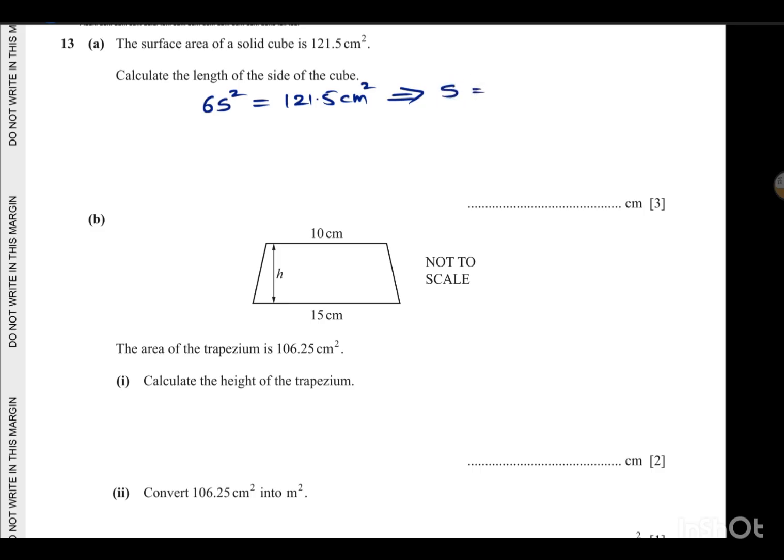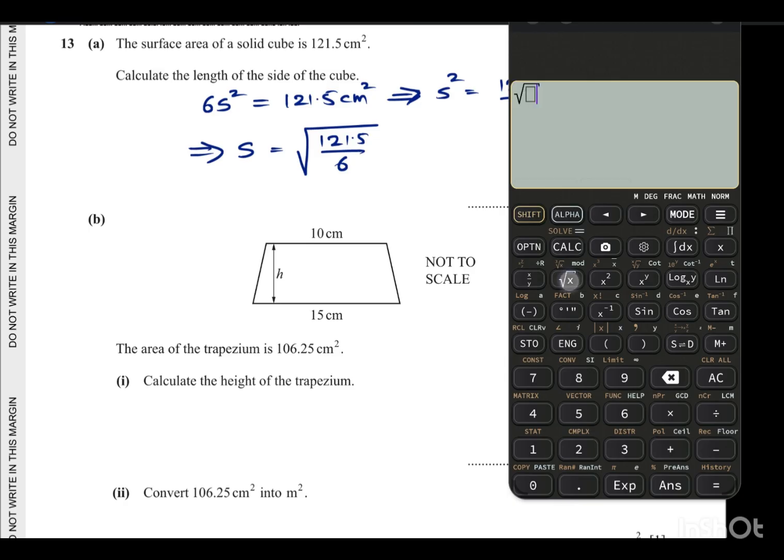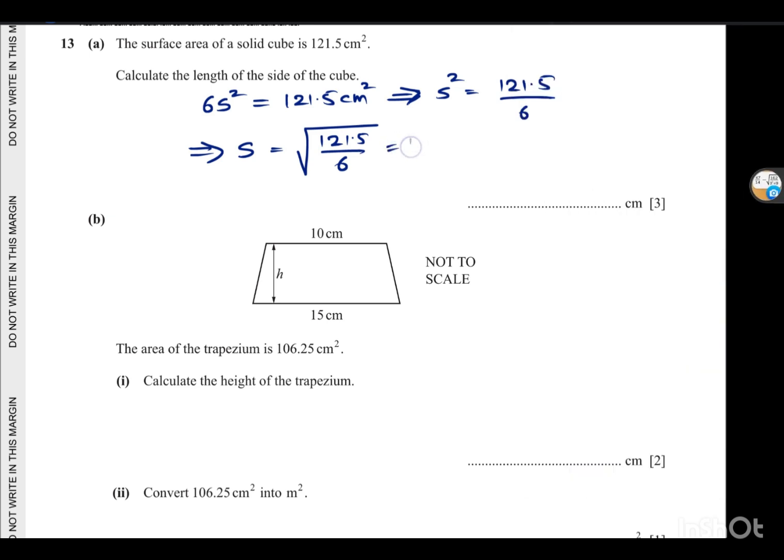Let me show you one by one. First, let us find S square. S square will be 121.5 divided by 6, so 6 will be divided on the right hand side. Then taking only S, you find the square root because S square is this. So S will be the square root of this fraction. Square root of 121.5 by 6 is 4.5. 4.5 centimeters is the length of the side of the cube.